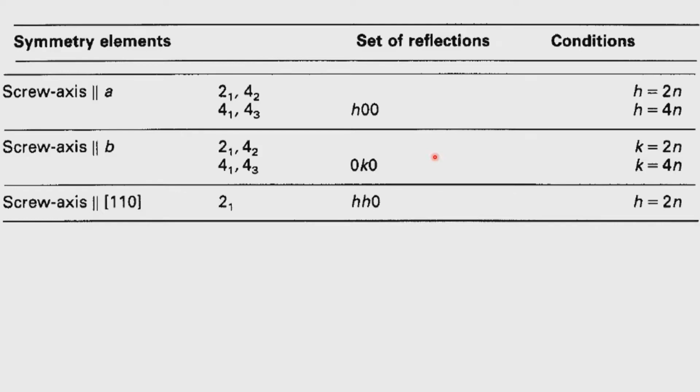Take for example P2 and PM. It is very hard to distinguish between P2 and PM, because we do not have systematic absences. So, of course, there are ways and means in which we can identify probably one of the space groups to be correct. We will discuss that later when we look at the intensity statistics.